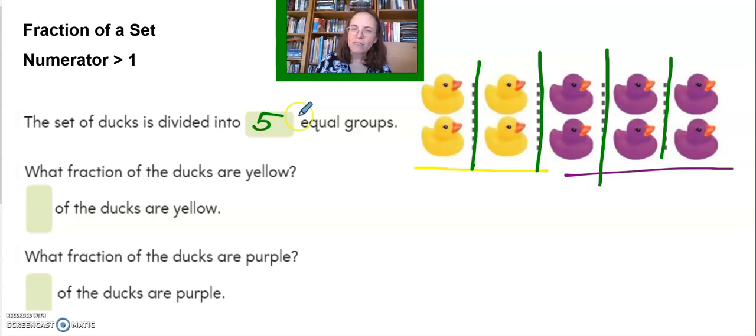What fraction of the ducks are yellow? Well, one group, 1/5, 2/5, we could take that 2/5 of those ducks are yellow. And what fractions of the ducks are purple? 1, 2, 3/5.